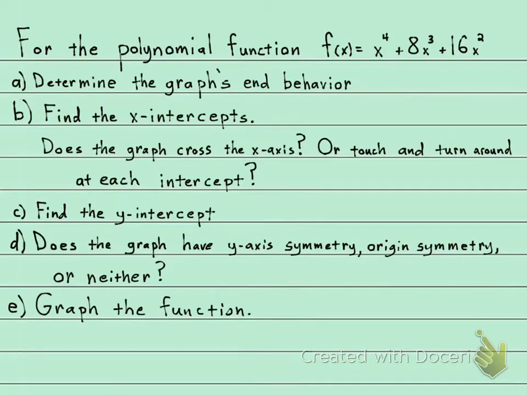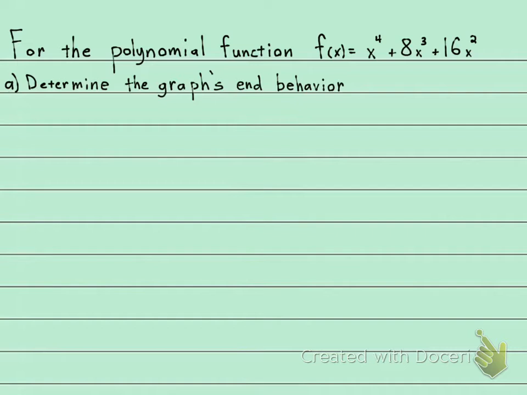All right, they're asking us several things about this polynomial function right here, and they're doing it in parts A, B, C, D, and E. So let's take them one part at a time, and let's look at part A. For this polynomial function, determine the graph's end behavior.